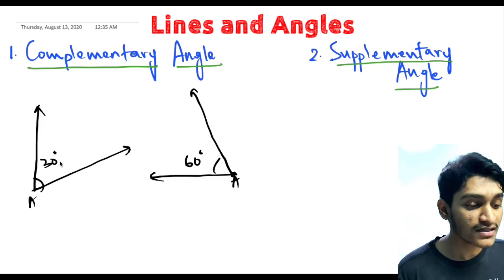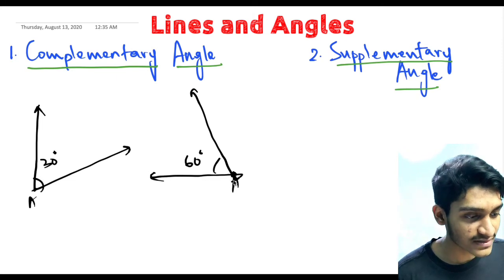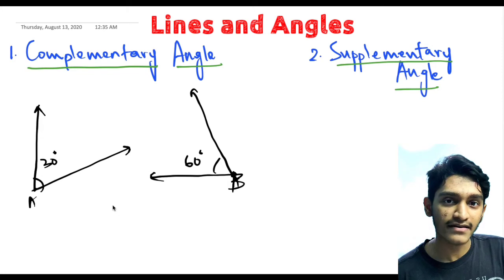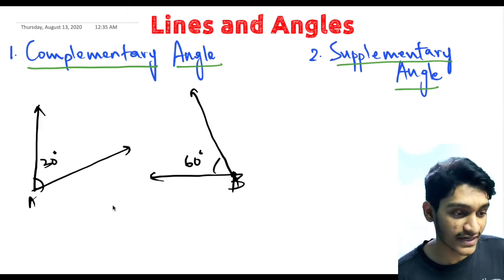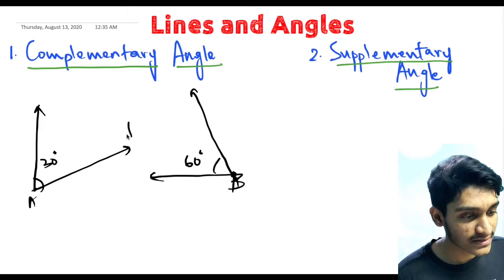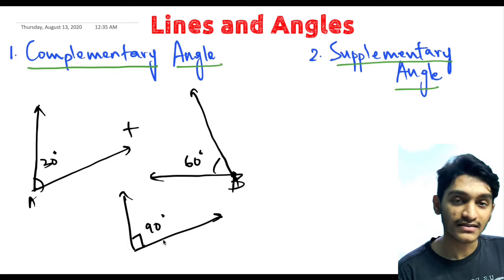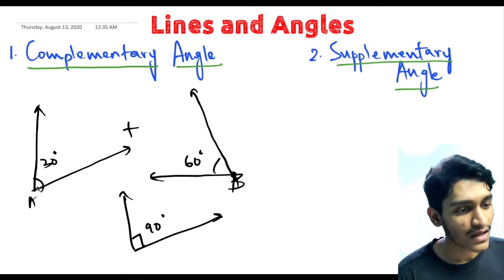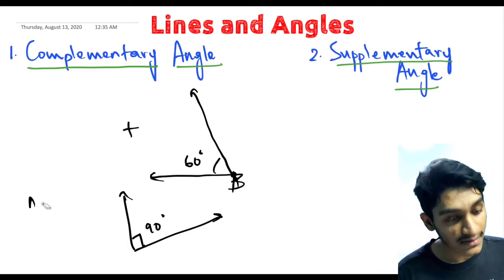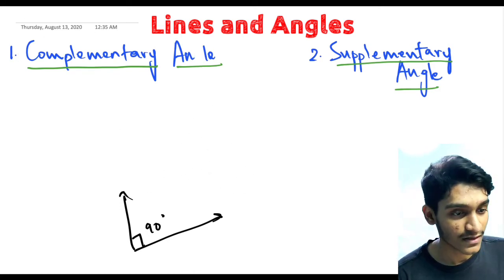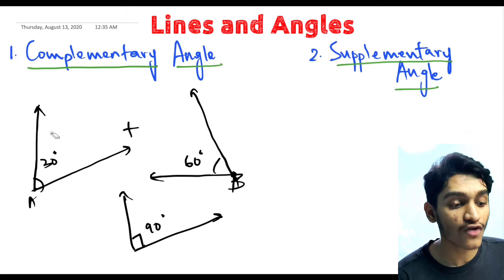Now over here, if I take these as A and B, then these two angles, when added, give us a total angle of 90 degrees. So this plus this will give us a total of 90 degrees. These angles are called complementary angles. Complementary angles are the angles which when added give us a total of 90 degrees. So that was the basic definition of complementary angles.